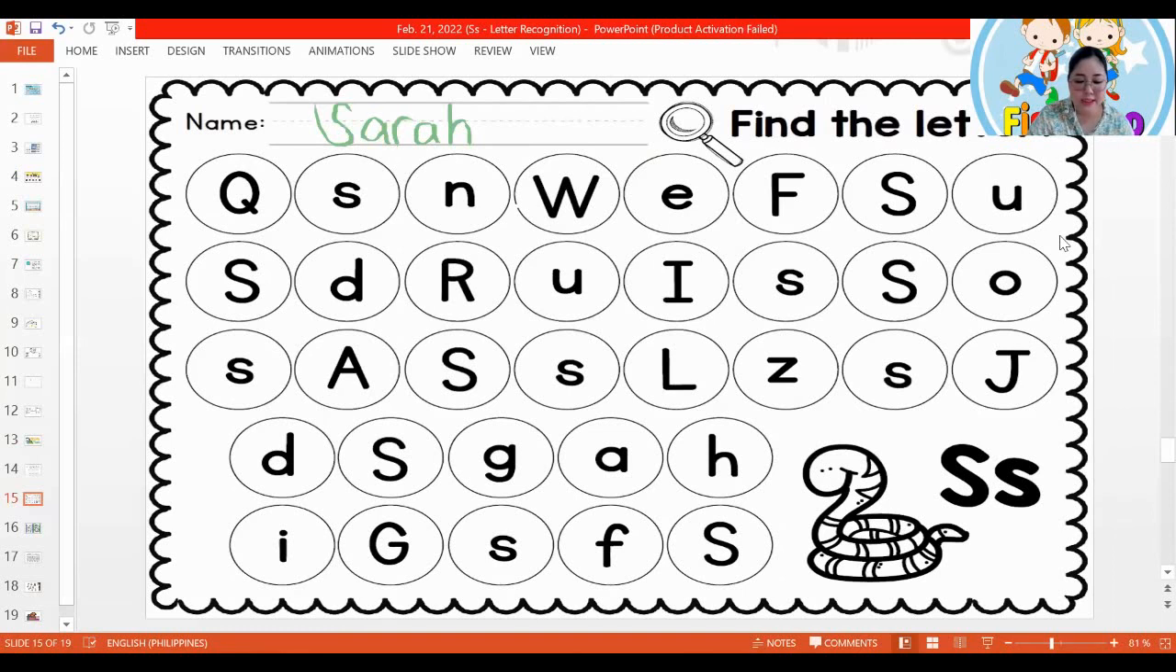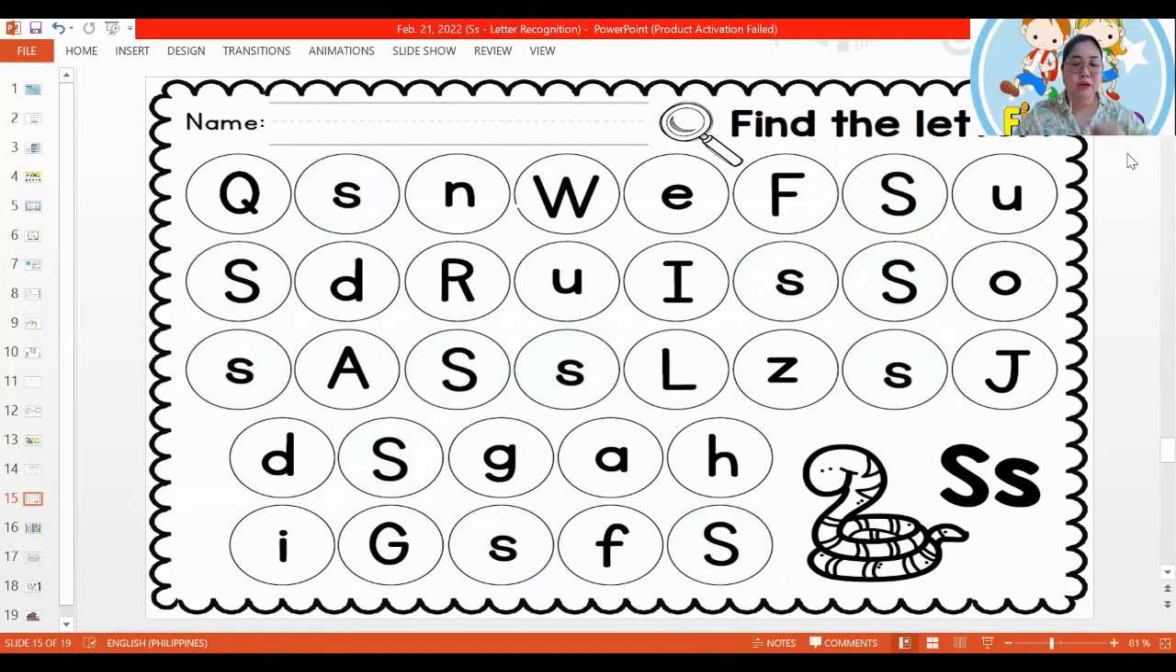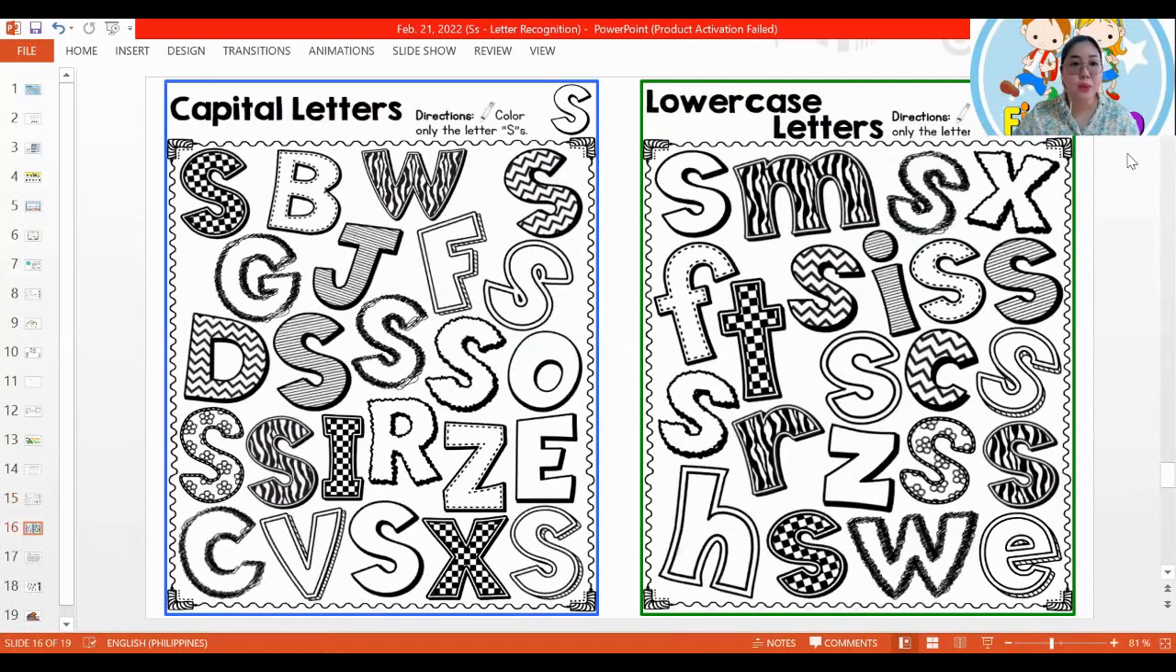Everybody ready? Let's go. 1, 2, 3, 4, 5, 6, 7, 8, 9, 10, 11, and 12. 12 capital and lowercase letter s, all for our snake. Ooh, we're almost done. A few pages left. So let's shake, shake, shake our hands. Wiggle, wiggle, wiggle our fingers. And let's proceed with the next work.